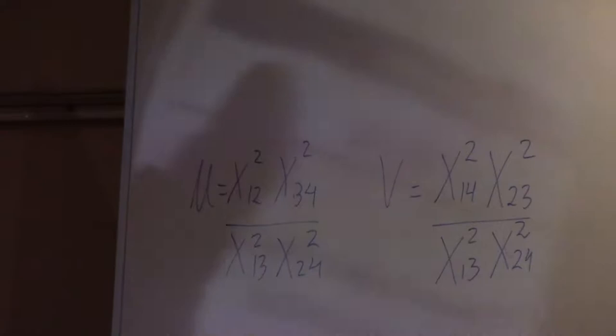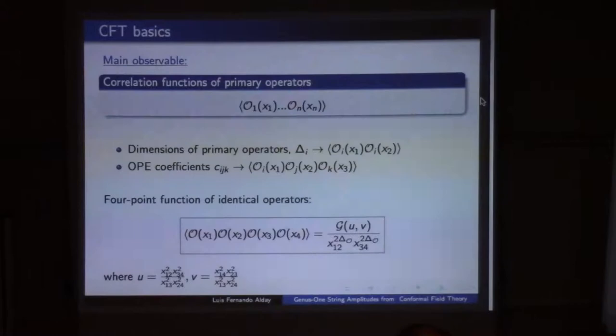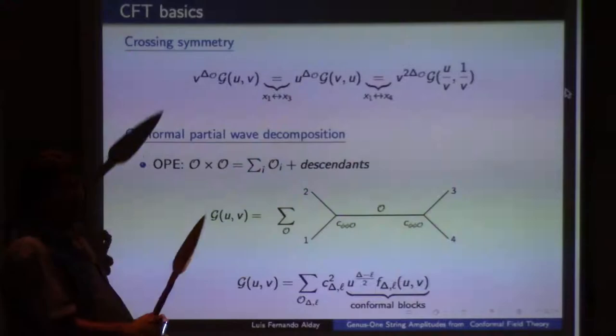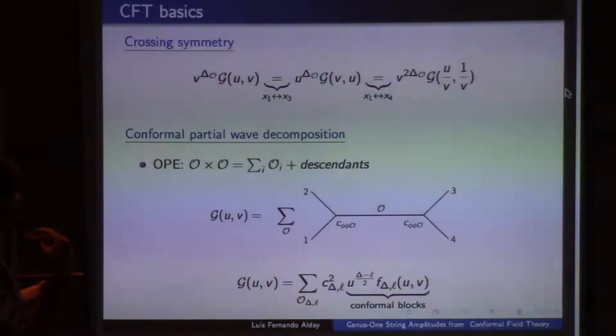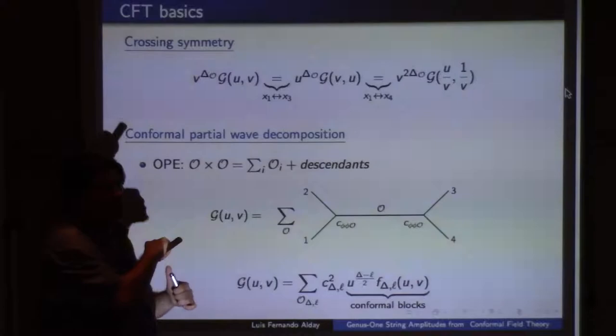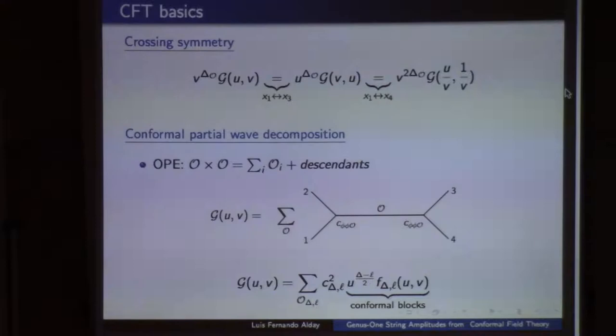Good. And then we also saw that this four-point function satisfies two very beautiful properties. The first is that it admits crossing symmetry. So if you exchange one with three, this implies a certain symmetry in the four-point function. There is another symmetry that I didn't talk to you about because it's not very useful, but you can also exchange one and four, and this also gives you a relation between G(U,V) and G(U/V, 1/V). So you have these symmetries.